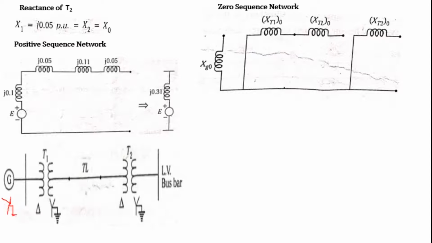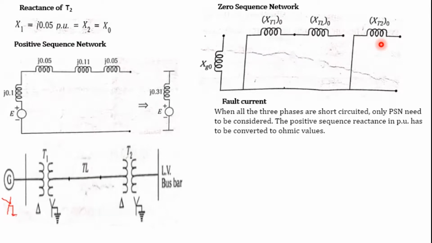For transformer T1, the primary side is delta, so it should be shunt connected, and the secondary is star, so we need to close this series switch. For transformer T2, the primary is delta and the secondary is star and grounded. So this series switch is going to get closed, and the LV bus bar is just open. This is for the fault current when all three phases are short circuited, that is, the three phase fault.